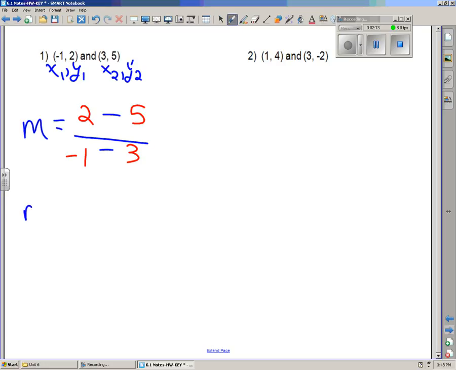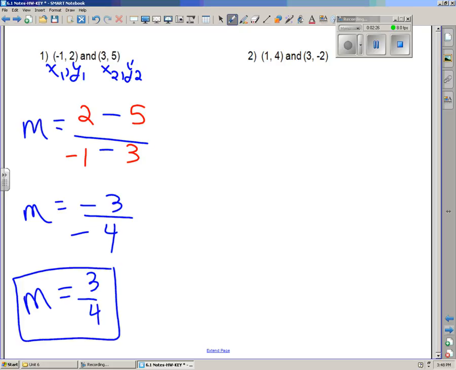Then when you do the math, you get that 2 minus 5 is -3, -1 minus 3 is -4, and you always want to simplify your slopes. So really, double negatives give you positive. The slope of those 2 points would be 3/4.